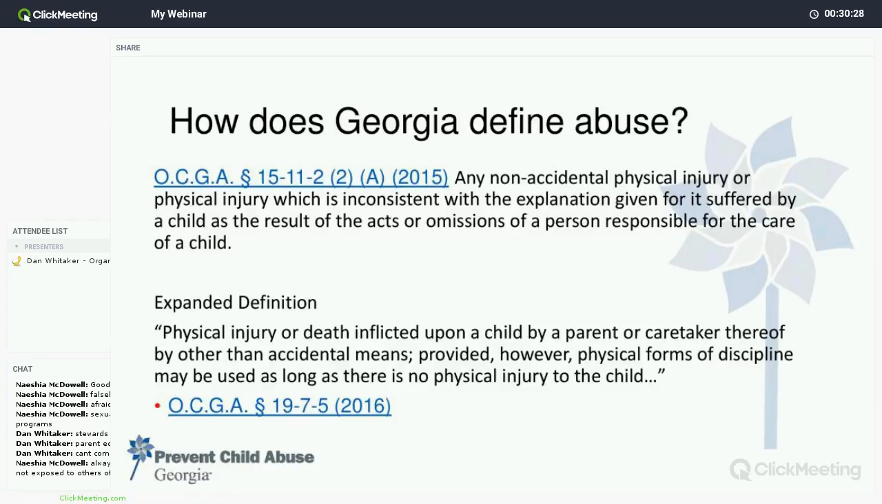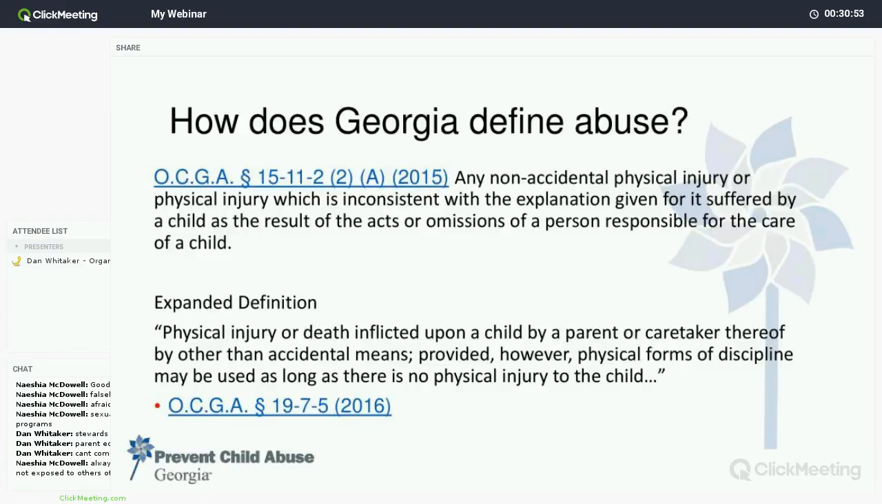We're about to go into some Georgia laws on child abuse and neglect. In Georgia, abuse includes physical abuse, emotional abuse, sexual abuse or sexual exploitation, prenatal abuse, or the commission of an act of family violence as defined in the Georgia law in the presence of a child. Presence means physically present or able to hear.